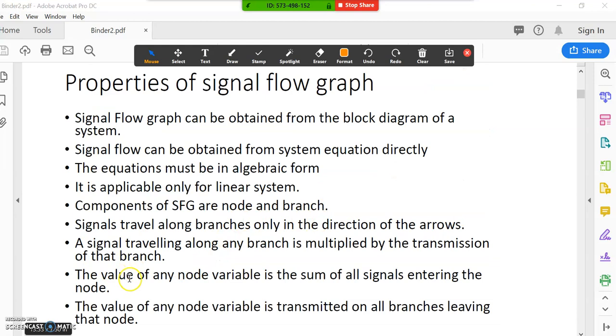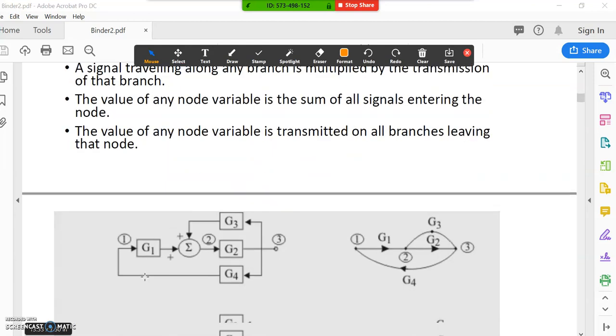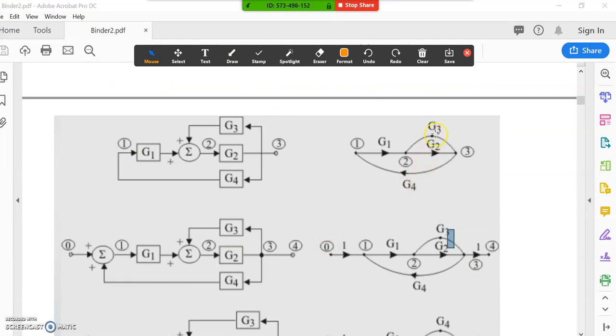The value of any node variable is the sum of all the signals entering the node. For example, if there are two signals entering node 3, with gains G2 as well as G3, it will be equal to the sum of these two, that is, G2 plus G3. Similarly, if there are two signals entering node 2, the total signal value coming to node 2 will be equal to the sum of the one entering here as well as the one which is here.